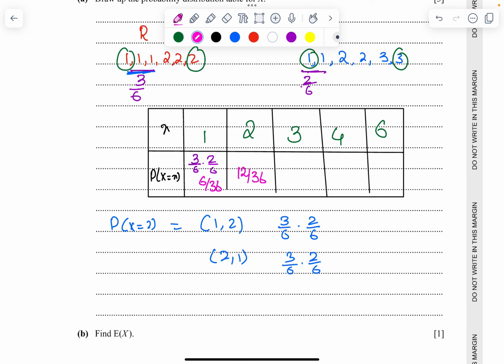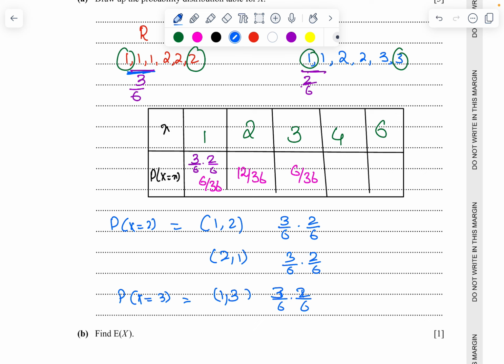Now the probability of getting 3. How can I get 3? Which is 1 times 3, that's all, 1 comma 3. So which is 1 upon 6 times 1 upon 6. 1 appears 3 times, and 3 appears 2 times. So the answer is going to be 6 upon 36.